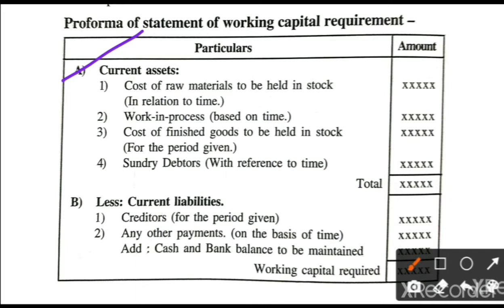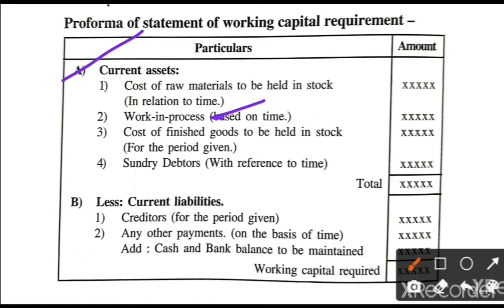For example, cost of raw material to be held in stock. Whatever raw material we purchase, once we purchase the raw material, our cash is going to be blocked in the raw material. So once it is blocked, this also comes under the current assets.